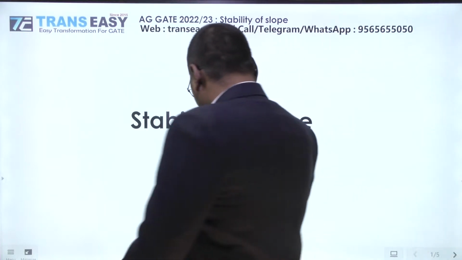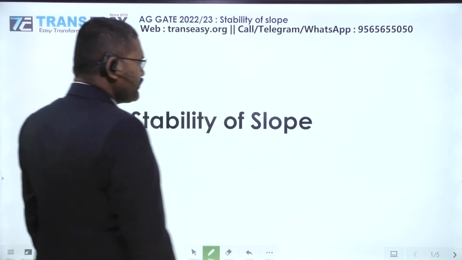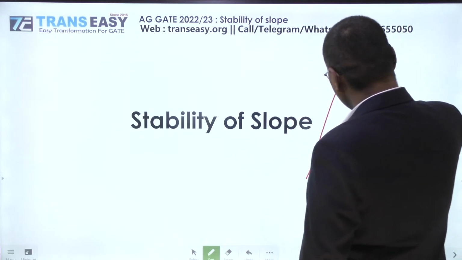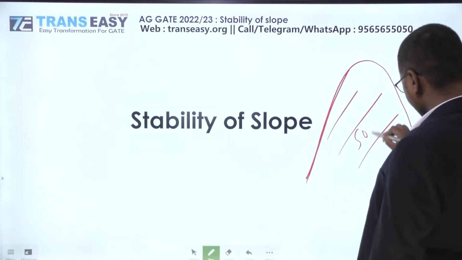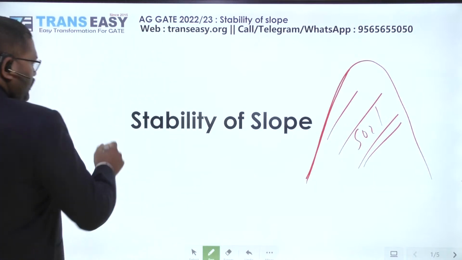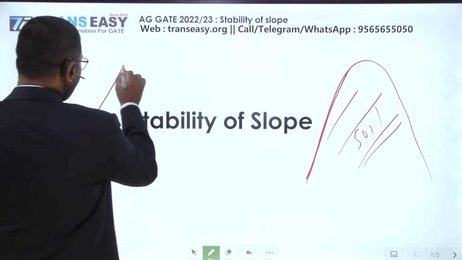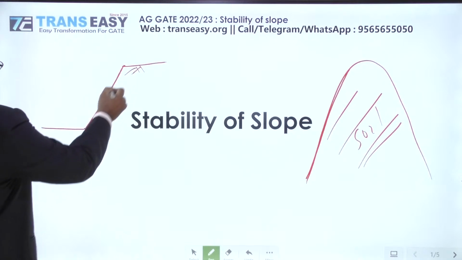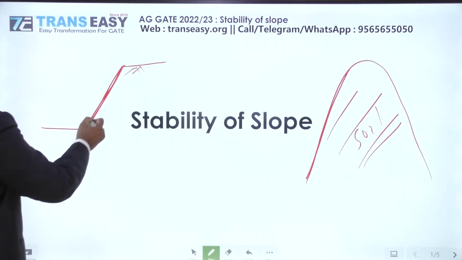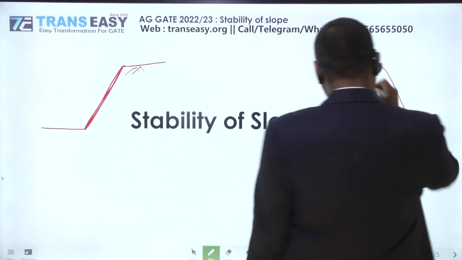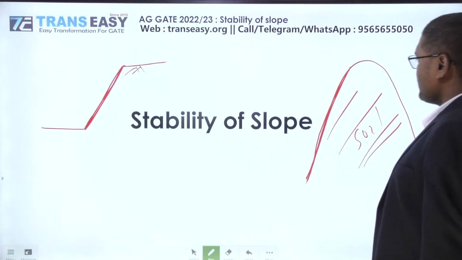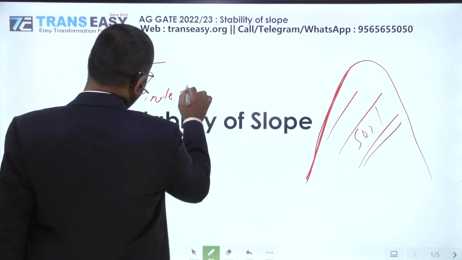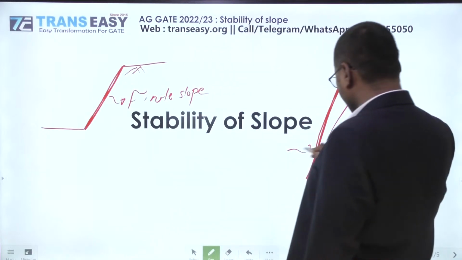So dear students, we have two types of slope. So this is slope, and friends, this is another type. This is also slope, but it is limited, and relatively, this slope extends to a longer distance. So this is a kind of infinite slope, and this is a kind of finite slope.